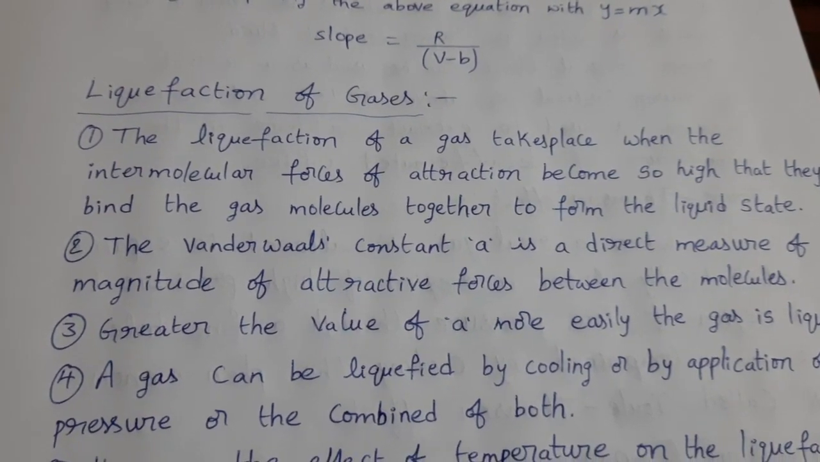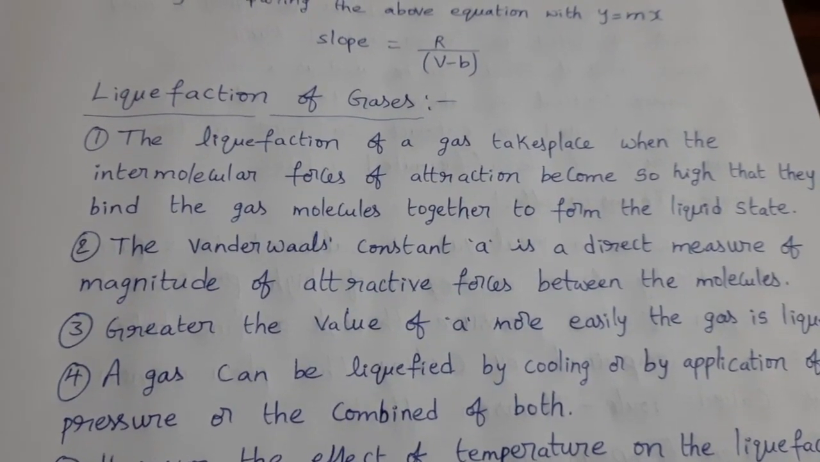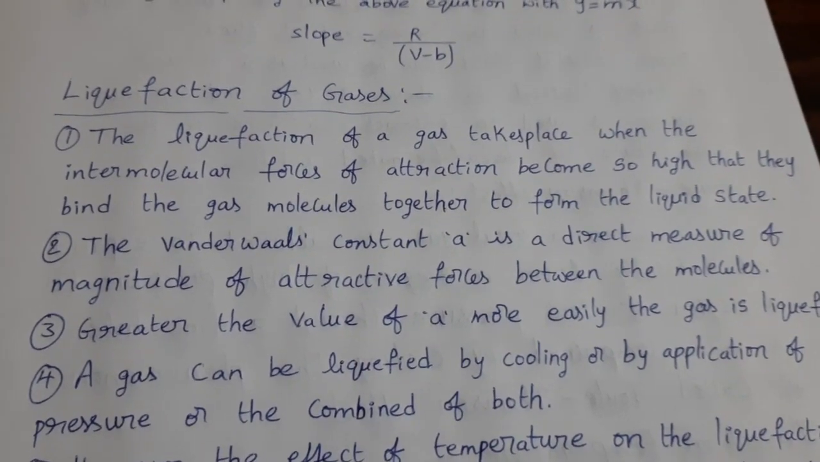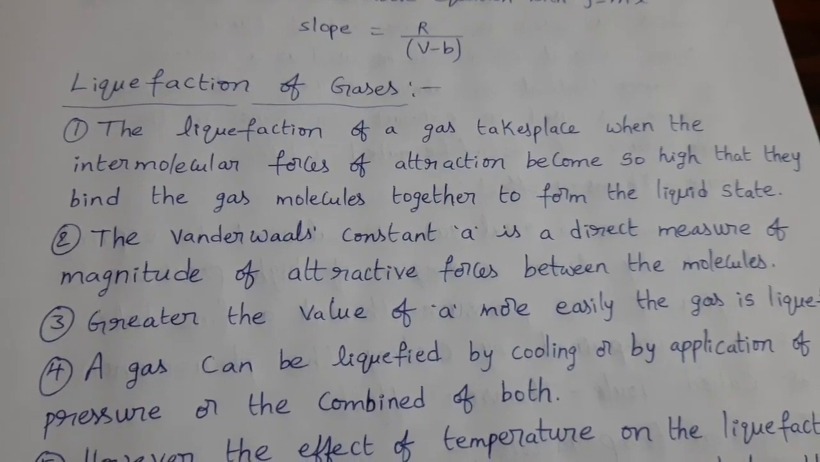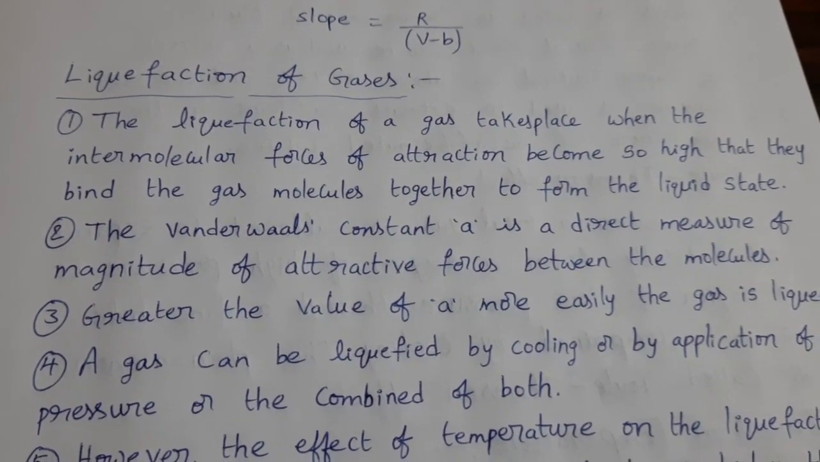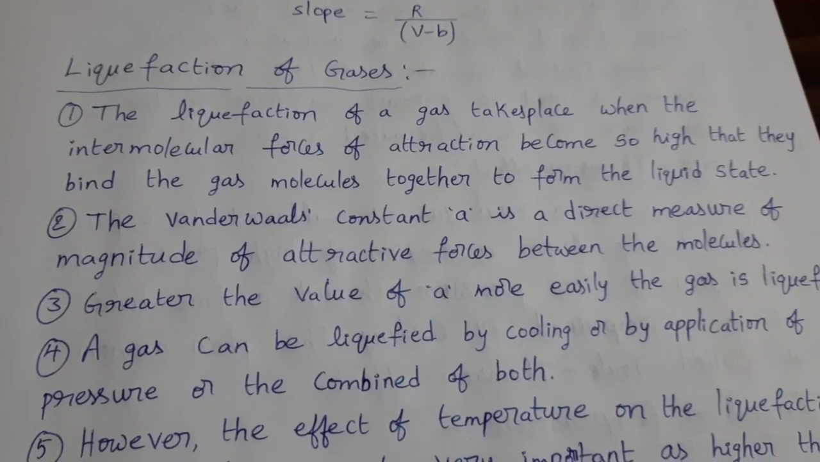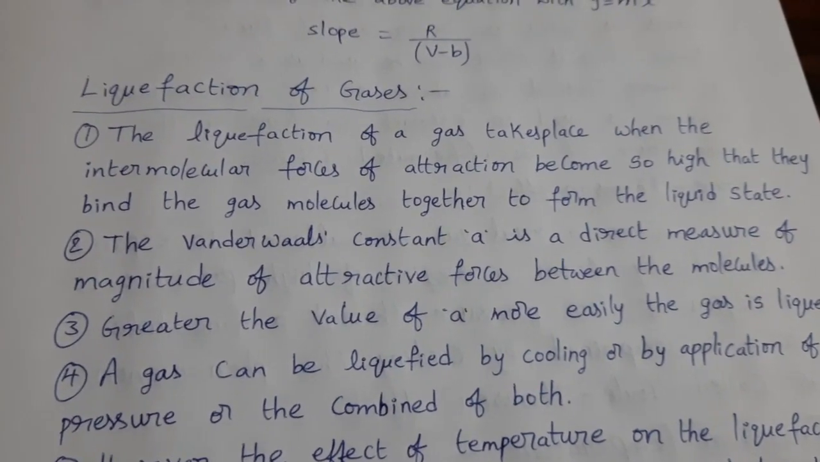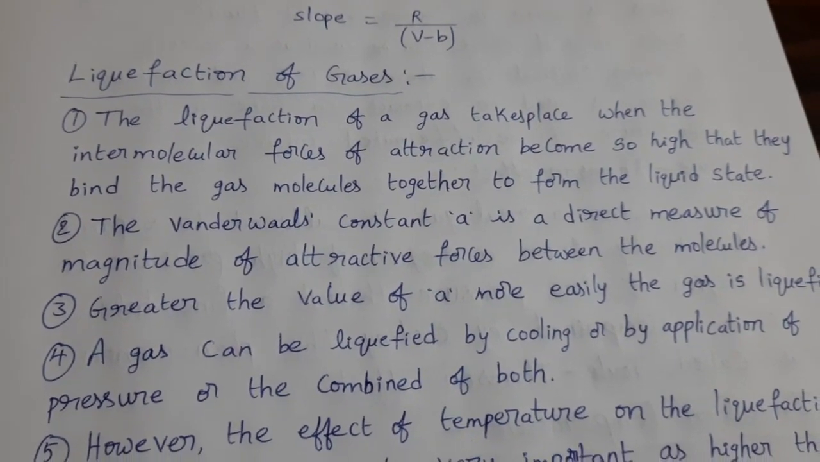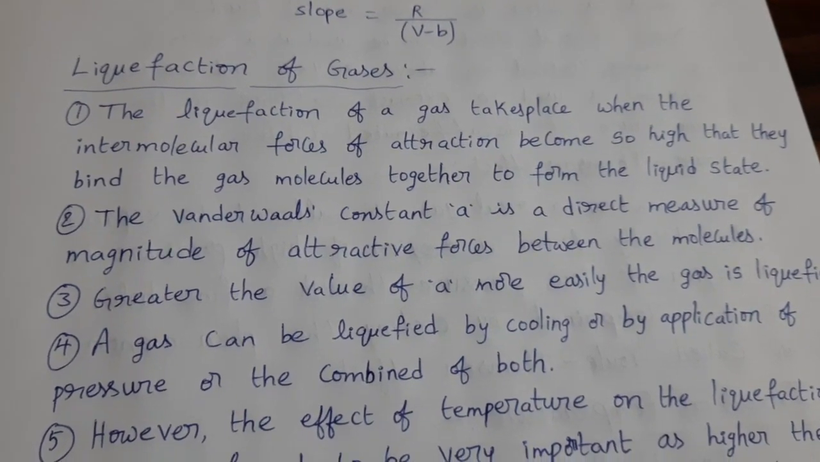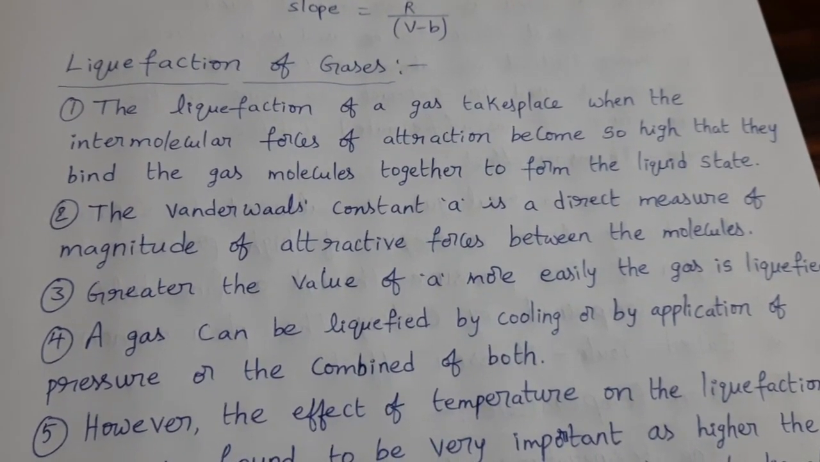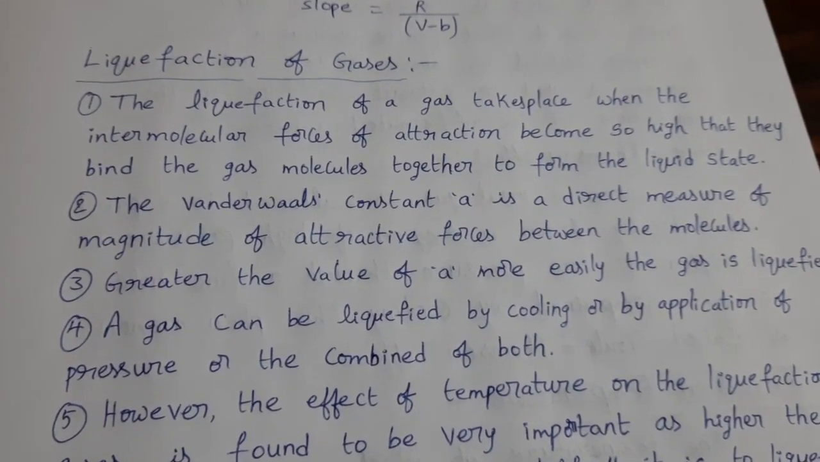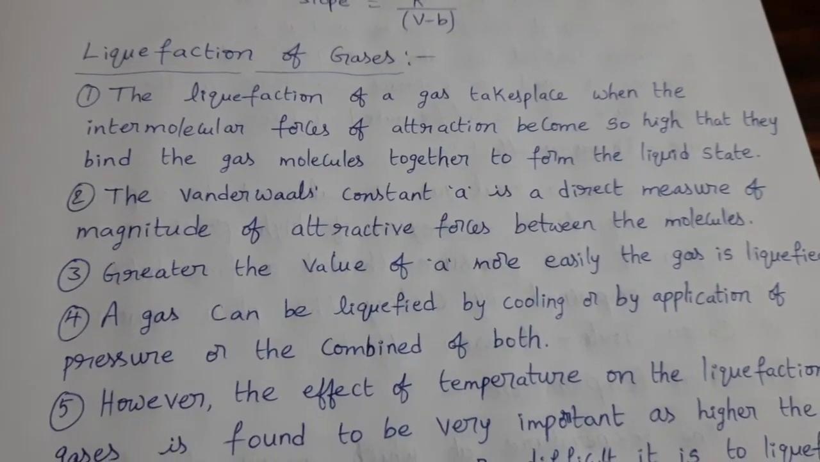In last class, we completed numericals related to van der Waals equation of state. Now see the next one, liquefaction of gases. The liquefaction of a gas takes place when the intermolecular forces of attraction become so high that they bind the gas molecules together to form the liquid state. Liquefaction means a gas is converted to liquid. That process is called liquefaction. When the intermolecular forces between the gas molecules are very high, then that gas is converted to liquid. That means liquefaction takes place.